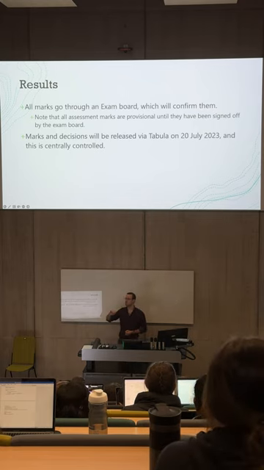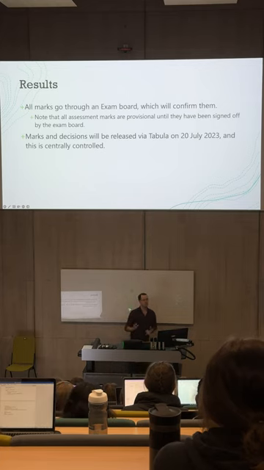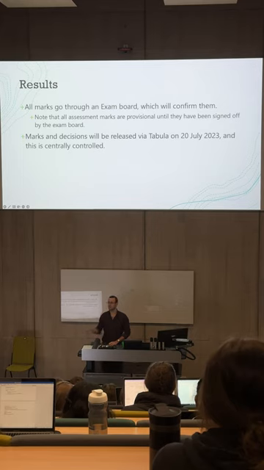Then it could be a decision without progression, so that you must take resits or you must take further first attempts in September, listing which those are, in order to progress to year three.